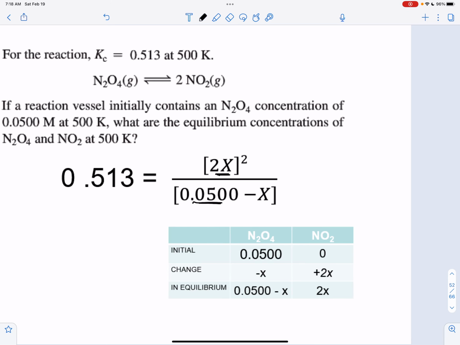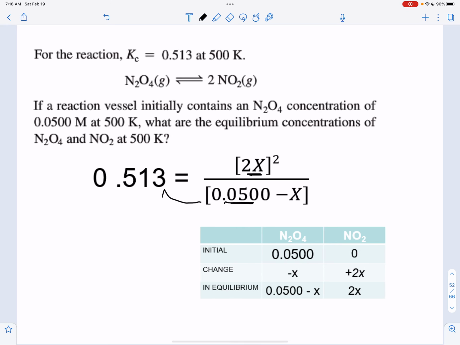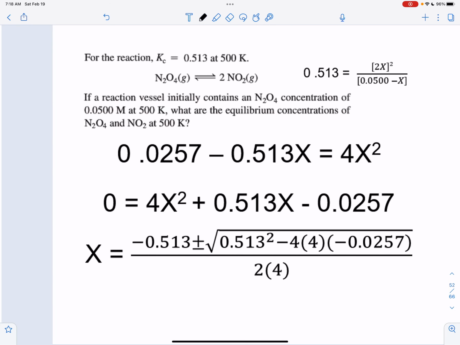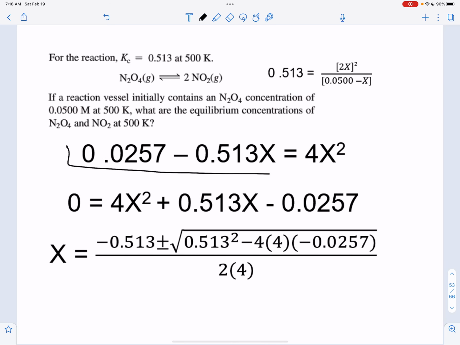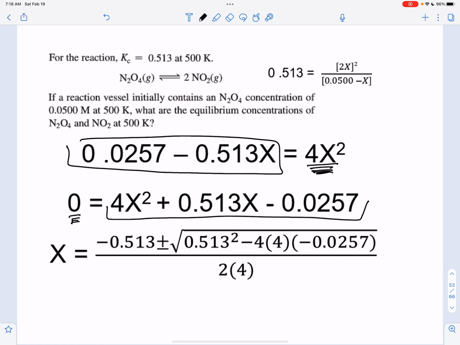And then we expand, multiply that by that. That gives us this. And then move this to the inside, so you have 0 at the end. A quadratic expression has to be equal to 0. That gives you this quadratic expression.